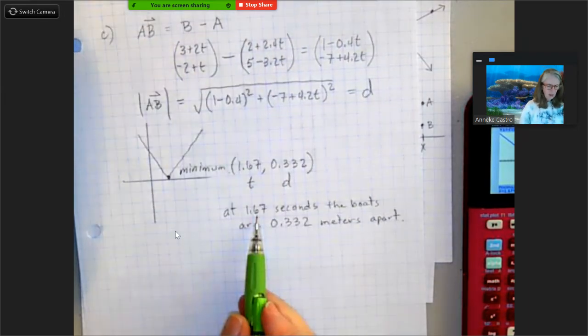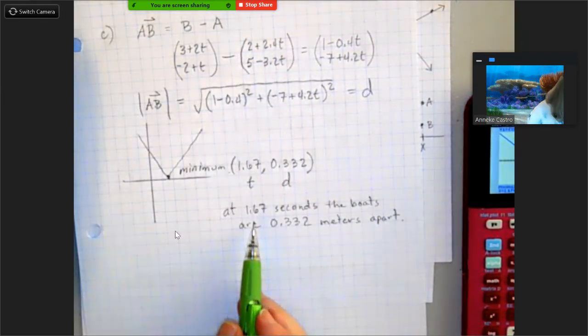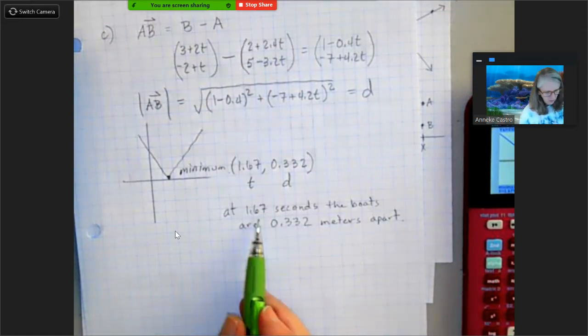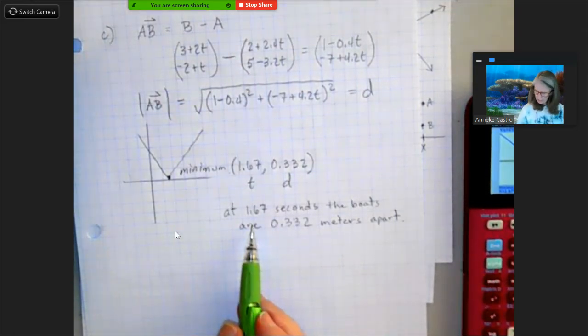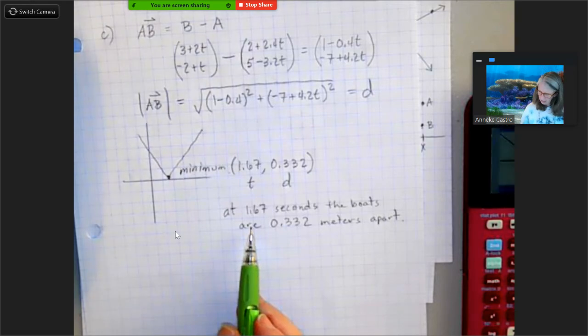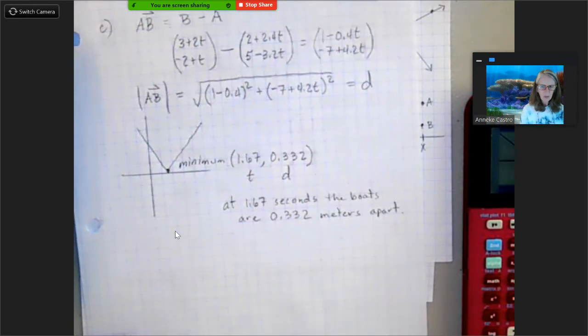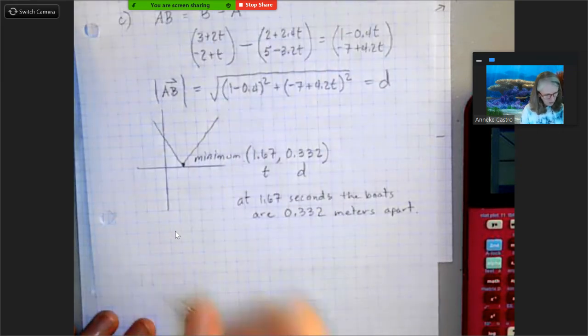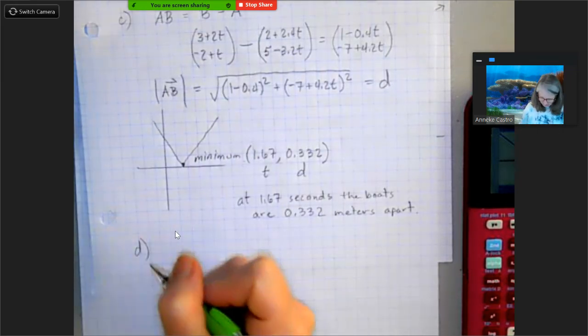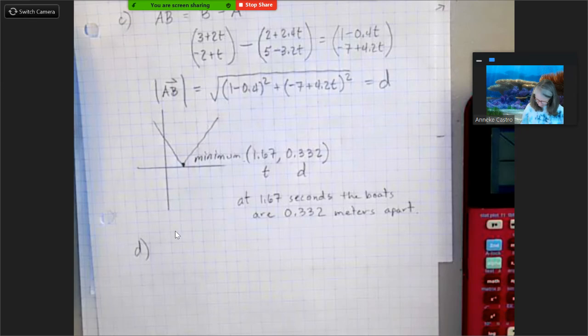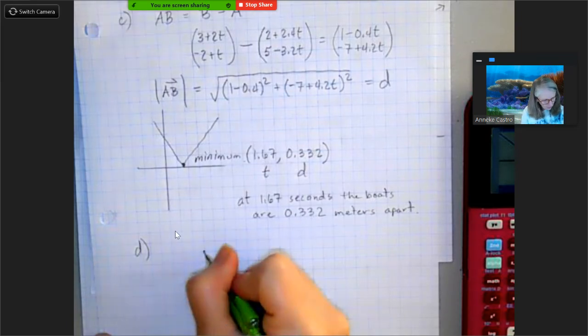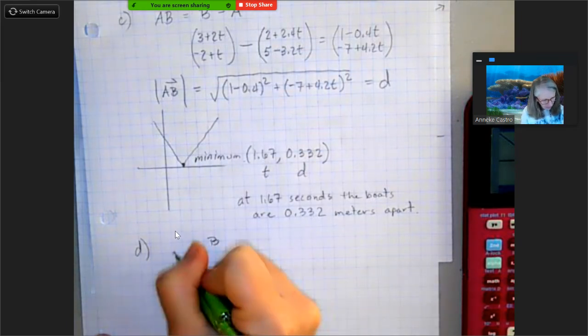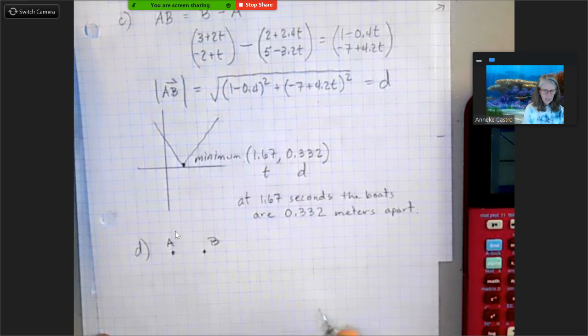Okay, this time looks kind of familiar to me. 1.67. What else happened at 1.67? We seem to have seen that someplace else, haven't we? Anyway, I'll let you think about that for a minute as we go on to question D. Question D says, find the value of t at which B is due east of A. So I want B to be east of A.